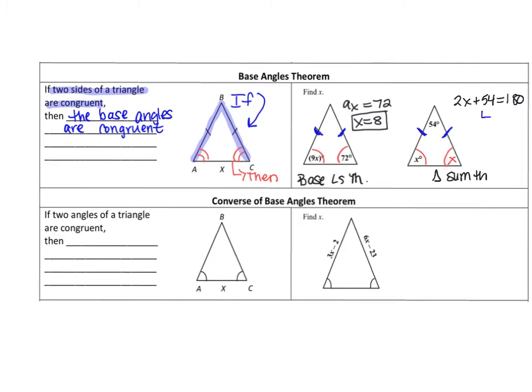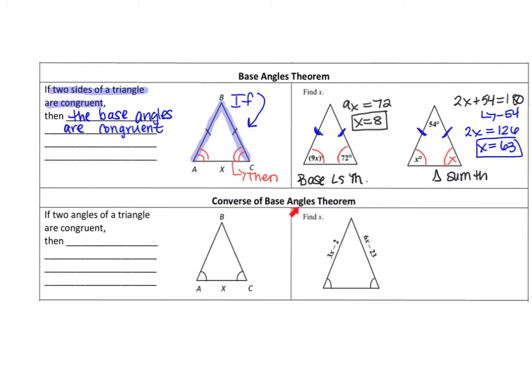You would subtract the 54 from each side. So you would get 2x is equal to 126. x is equal to 63. So we applied the base angles theorem to understand that this angle was also x, but to solve for x, we use triangle sum theorem.